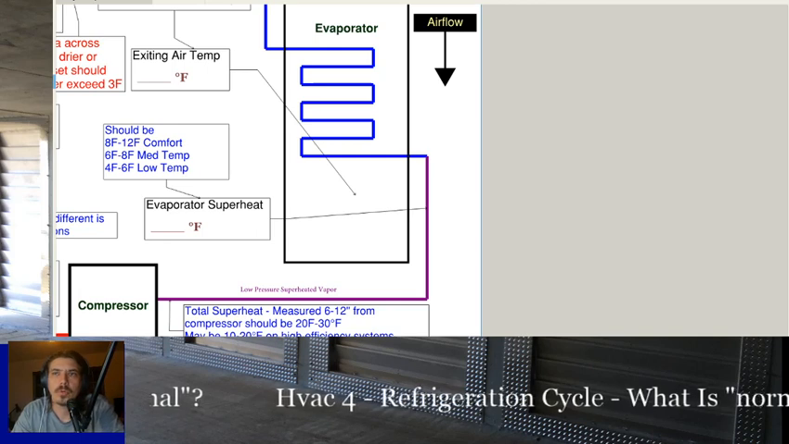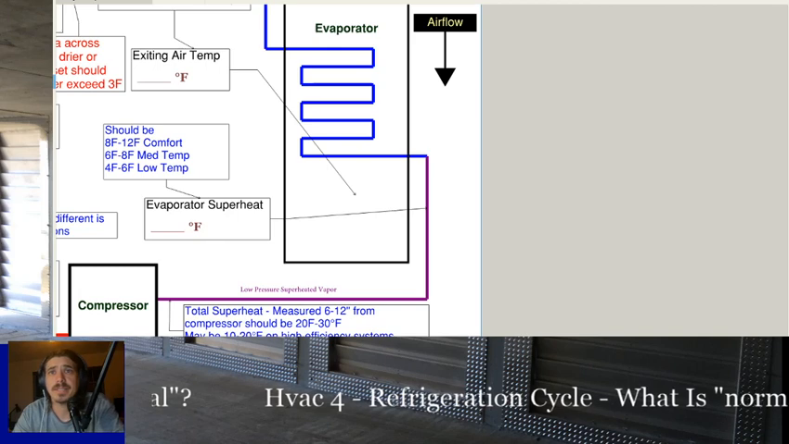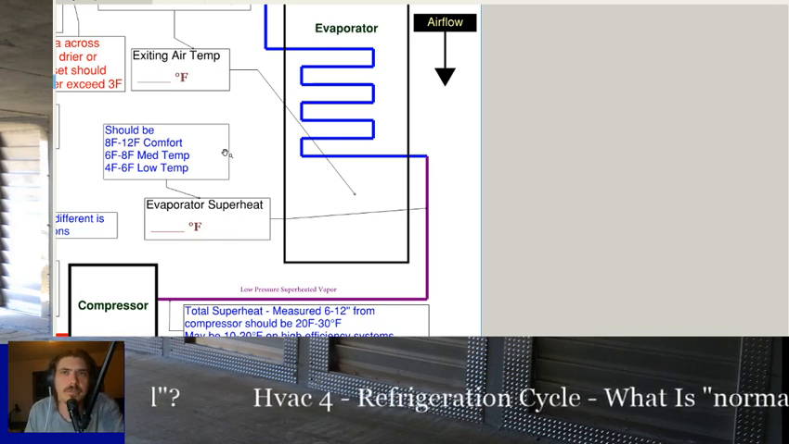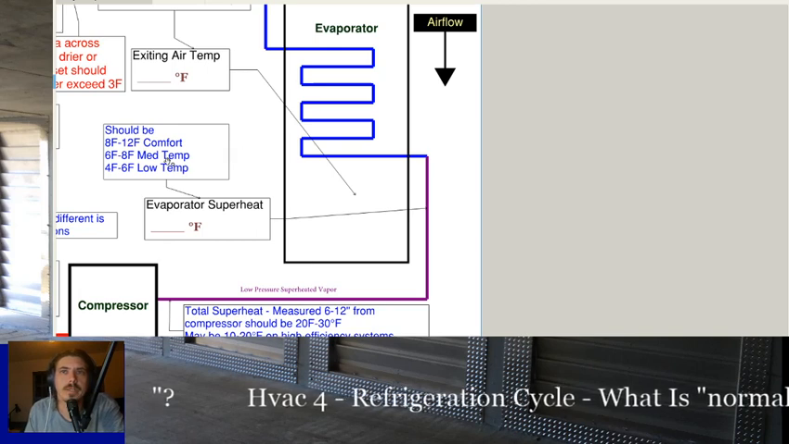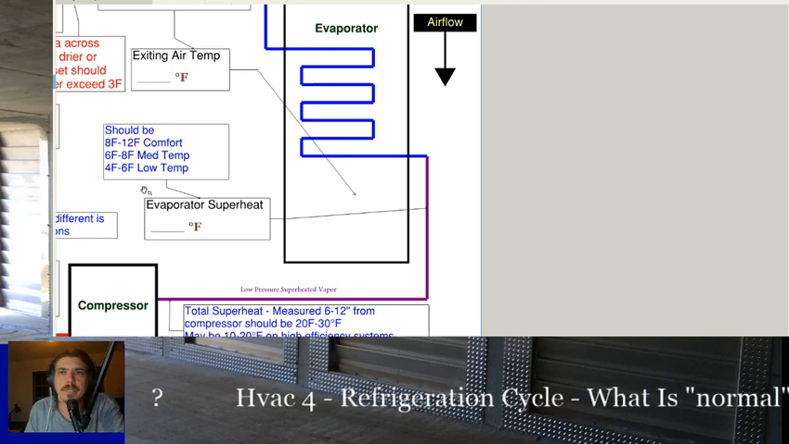But normal with a TXV leaving the evaporator is 8 to 12 degrees for comfort cooling, 6 to 8 degrees for medium temp, 4 to 6 degrees for low temp. So if you're working on those walk-ins or those freezers, then that's what you're generally going to see as far as setting that.